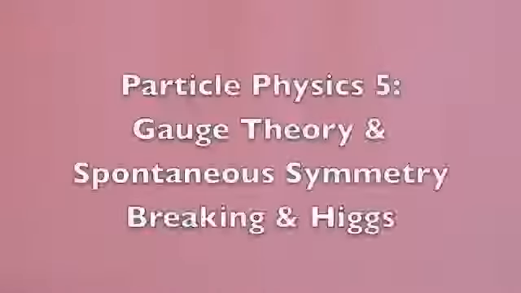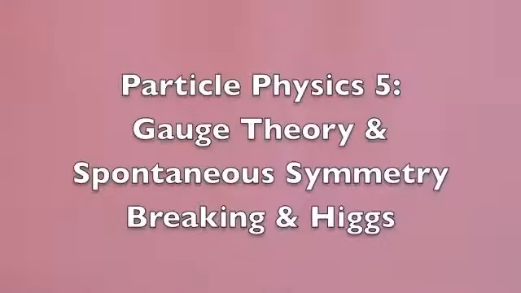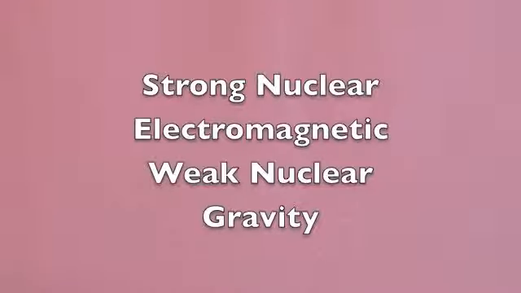Hello, today we're continuing in our series on particle physics, looking amongst other things at gauge theory, spontaneous symmetry breaking, and the Higgs mechanism. But first, a quick review. We've already learned that there are 4 fundamental forces: the strong nuclear force, the electromagnetic force, the weak nuclear force, and the force of gravity. And we've learnt that 3 of these can be incorporated into a model on particle physics.